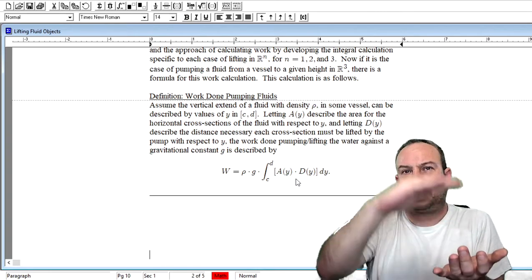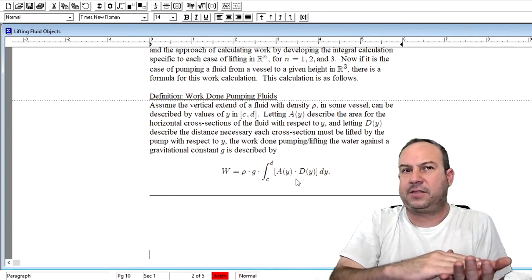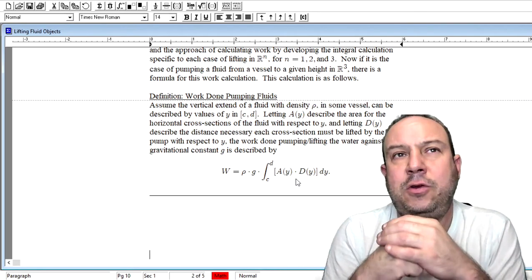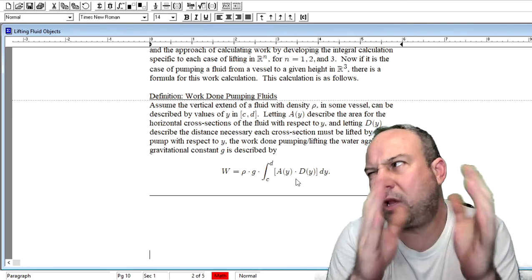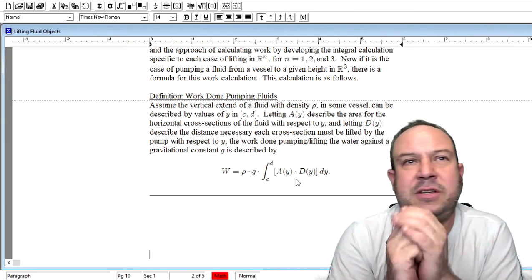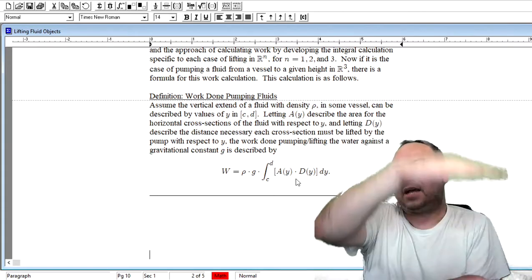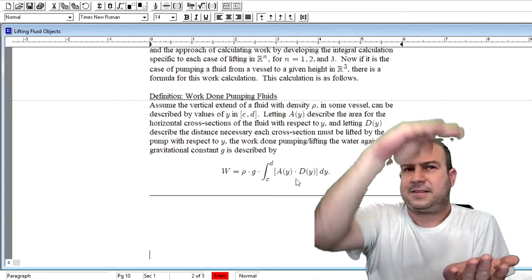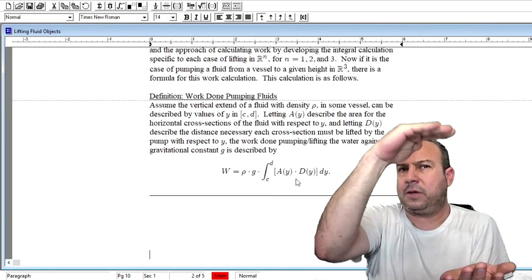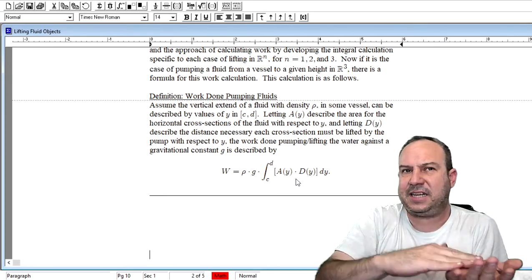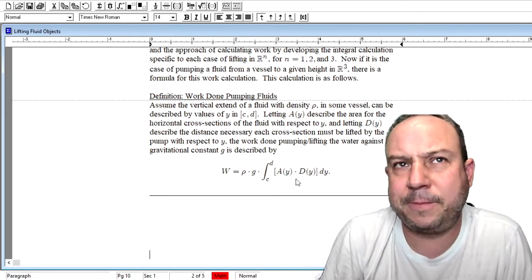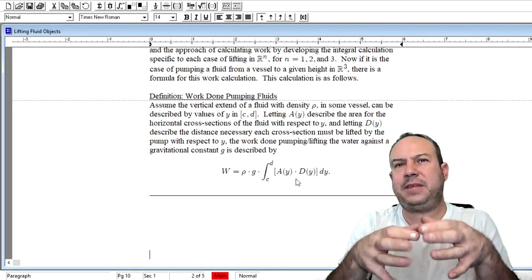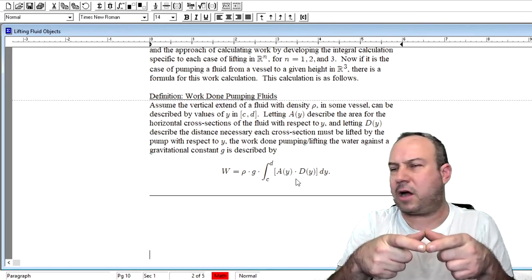The vertical extent of that fluid is going to be described by the variable y, up and down in 2-dimensional space. I realize we're working in 3, but the problem is going to set itself up this way, where y is going to be this vertical extent that's going to go from C to D, not to the top of the tank always, only if specified, but C to D is only the vertical extent of the fluid. Letting A of y describe the areas of the horizontal cross sections of the fluid.